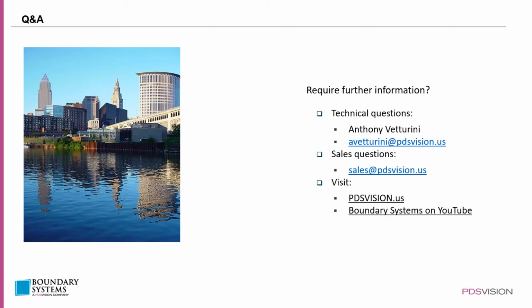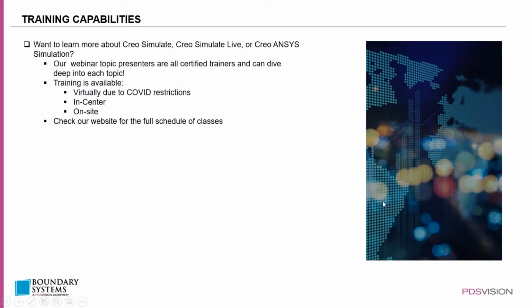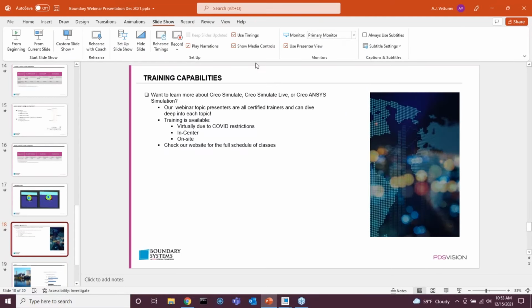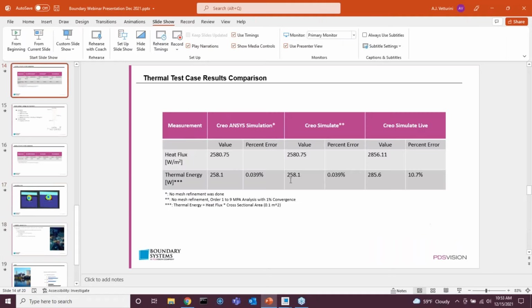The first question I see is, would there be an error distance or error difference from this version, Creo ANSYS Simulation, to something like ANSYS Mechanical? The answer would be no. This software is using ANSYS's mesher as well as ANSYS's solver. So there would not be any difference here.